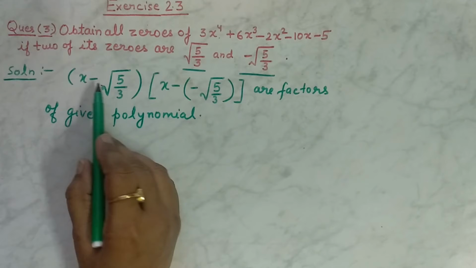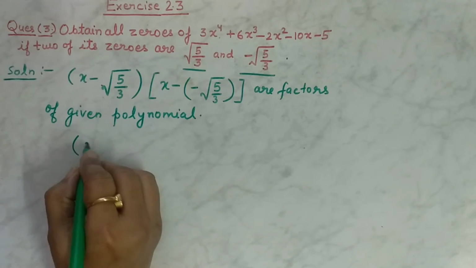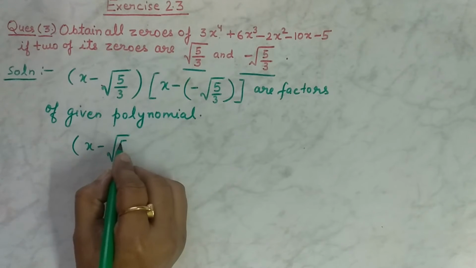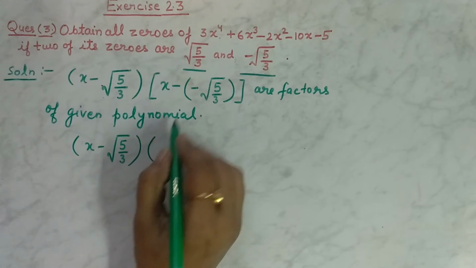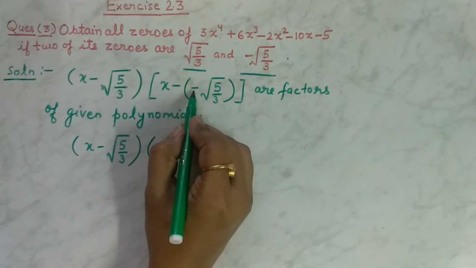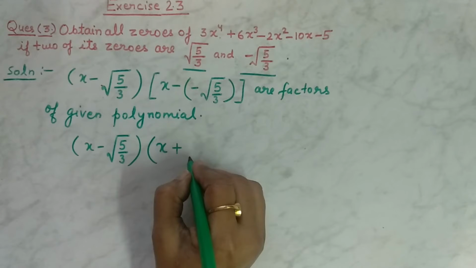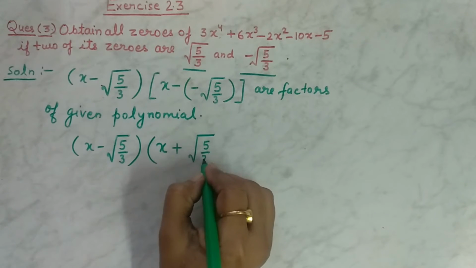Let us simplify this a little more. This is x minus under root 5 upon 3, and this will become x minus minus, which will be plus. So this is x plus under root 5 upon 3.